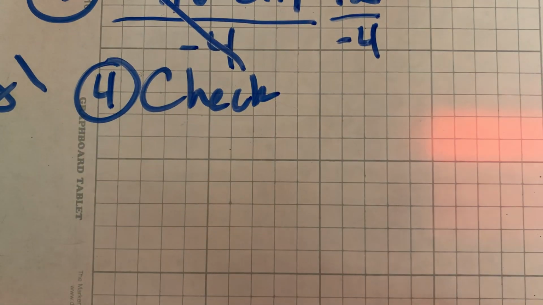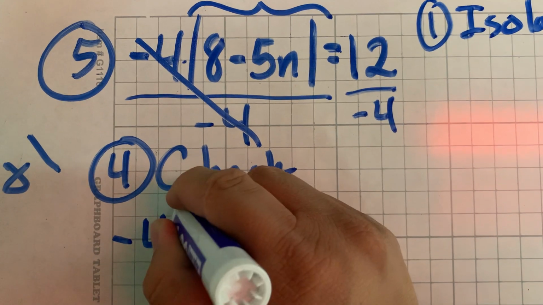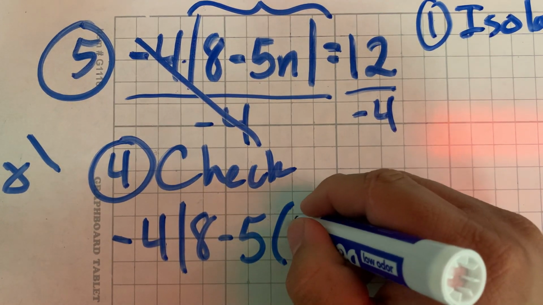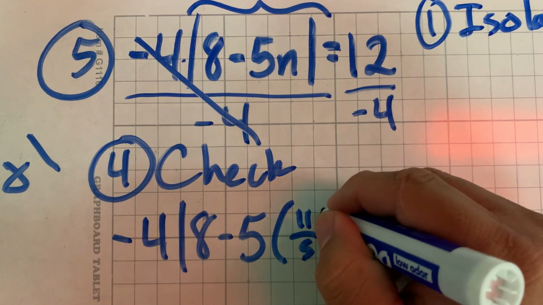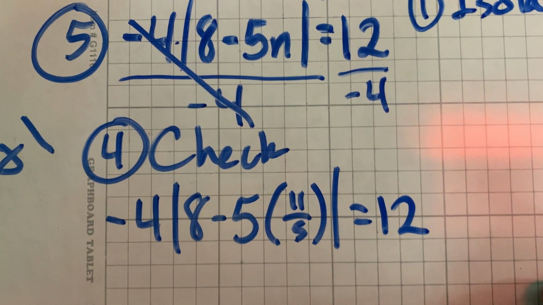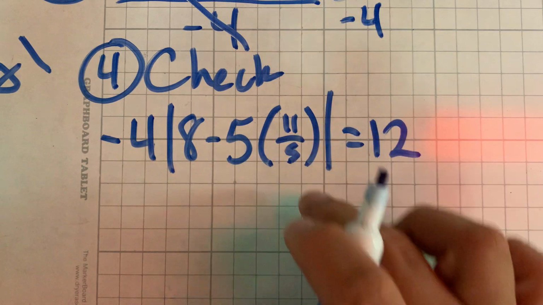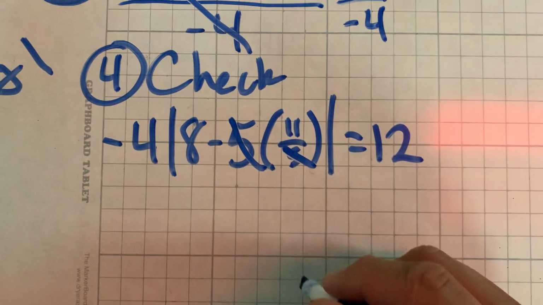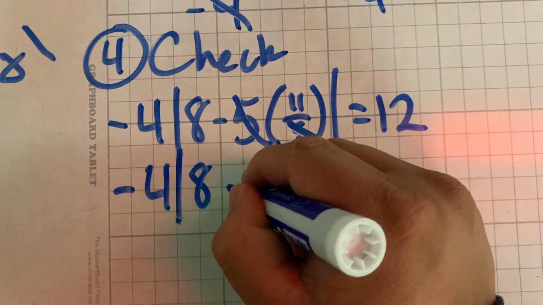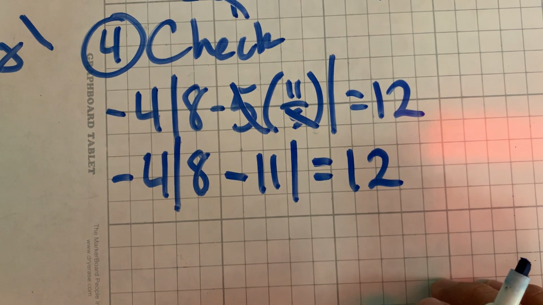The last step is to check your work. So again, we're going to use the original equation. I'm going to start with the first answer, which is 11 over 5. And that should equal 12. To simplify it, I first got to multiply -5 times 11 over 5. The 5's cancel out. So I'm left with -4 times the absolute value of 8 minus 11, which is equal to 12.